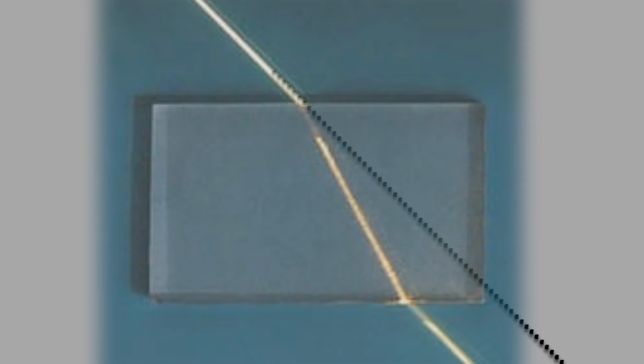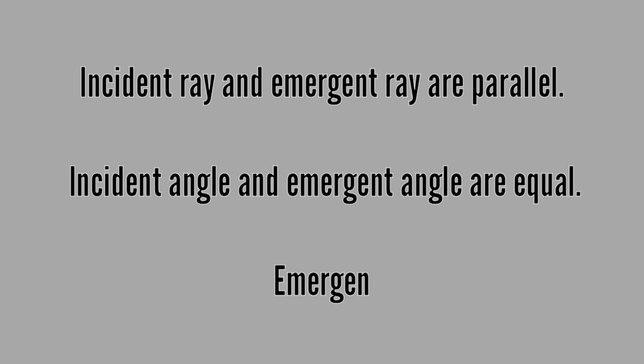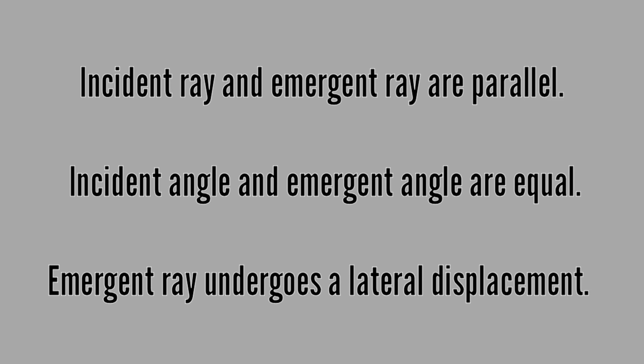And also, we can see that the emergent light ray undergoes a lateral displacement. That means it is deviated from its actual path. The main three points that we can conclude are: the incident light ray and emergent light ray are always parallel to each other. Angle of incidence and angle of emergence are always equal. The emergent light ray undergoes a lateral displacement.